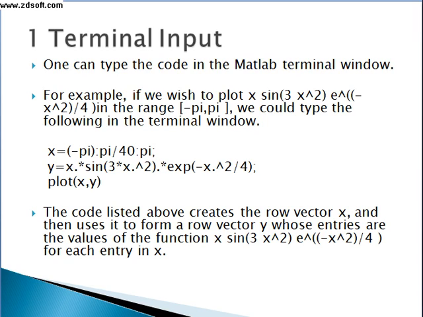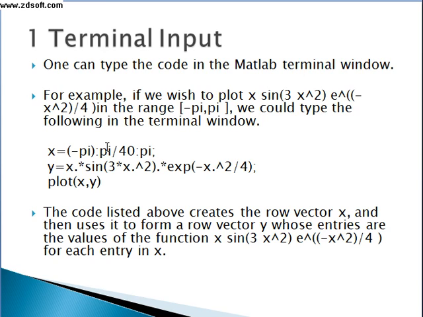For example, if I want to plot x sin 3x square e to the power x square by 4, e to the power minus x square by 4, in the range of minus pi to pi, then I have to type the following code in the terminal window. Simply I am defining the variable x equal to minus pi colon pi by 40 colon pi. This means x ranges from minus pi to pi with a difference of pi by 40 between each element.